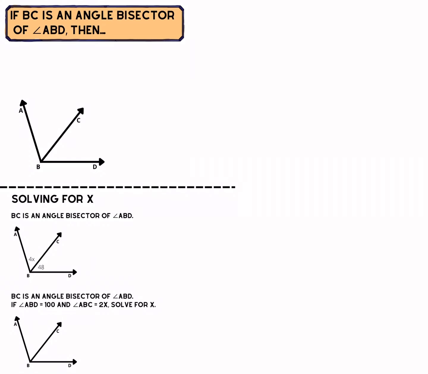If that happens, then there are a few different relationships. Angle ABC is equal to angle CBD. So this angle right here and this angle right here are equal. They're the exact same. That's the first part you have to remember: when the angle is bisected, the two halves of it are equal.